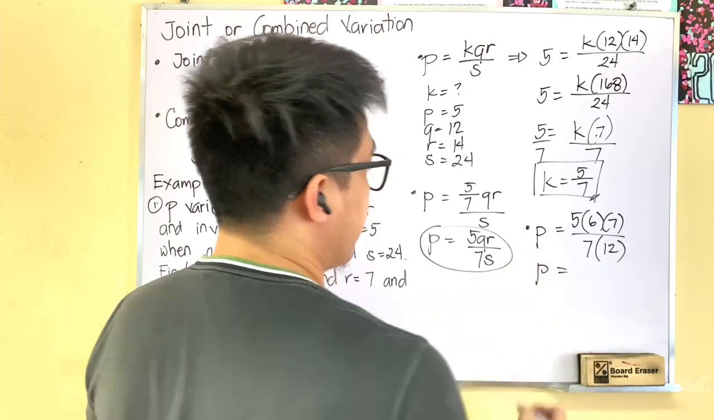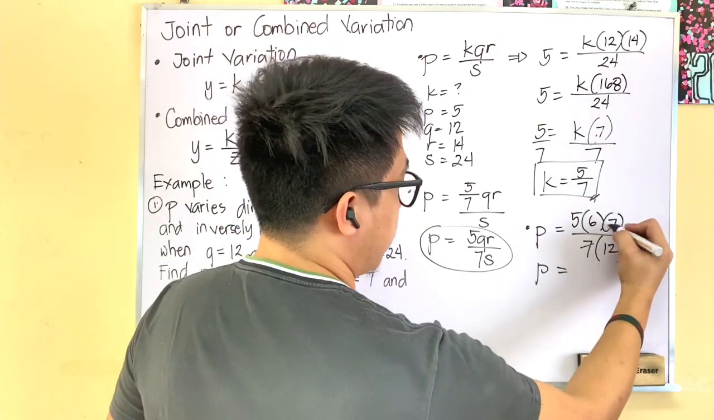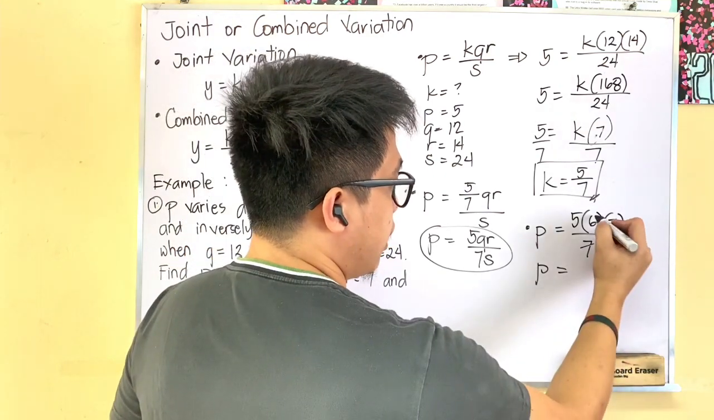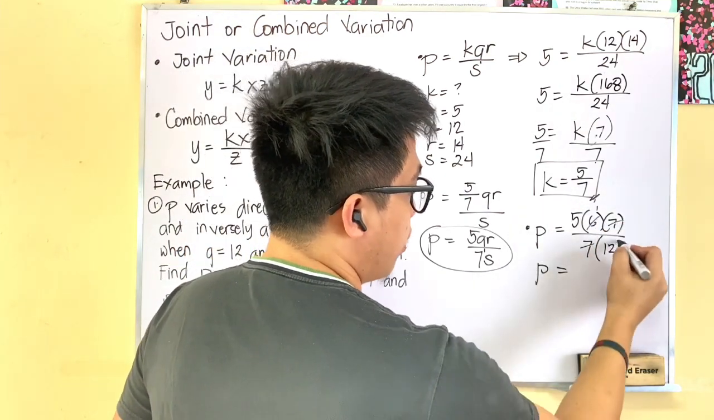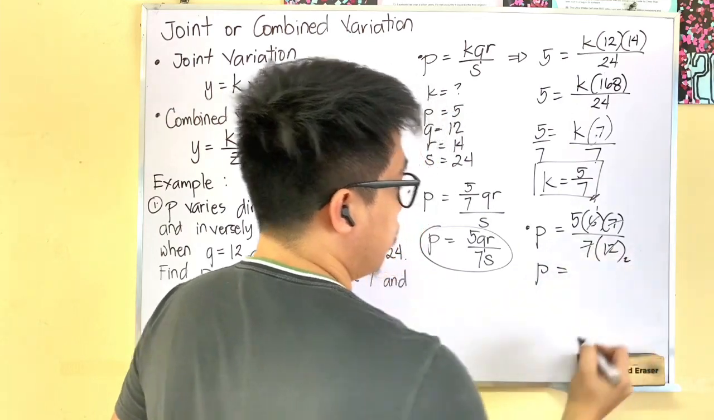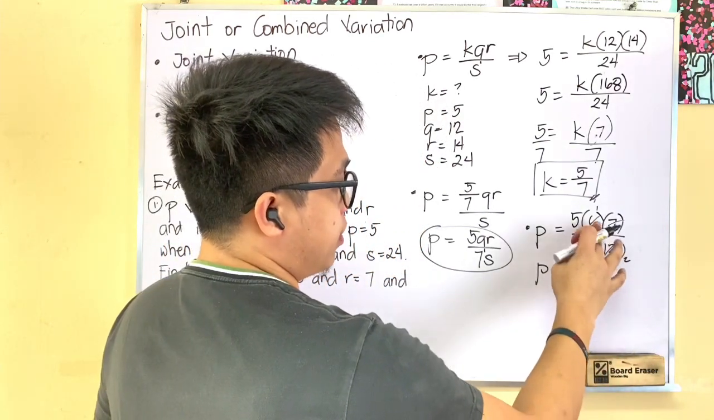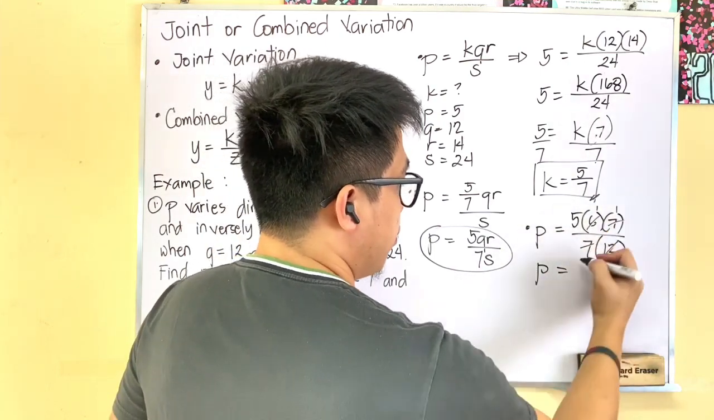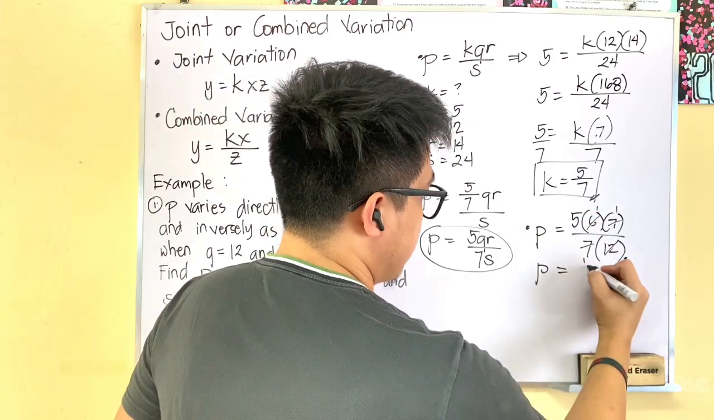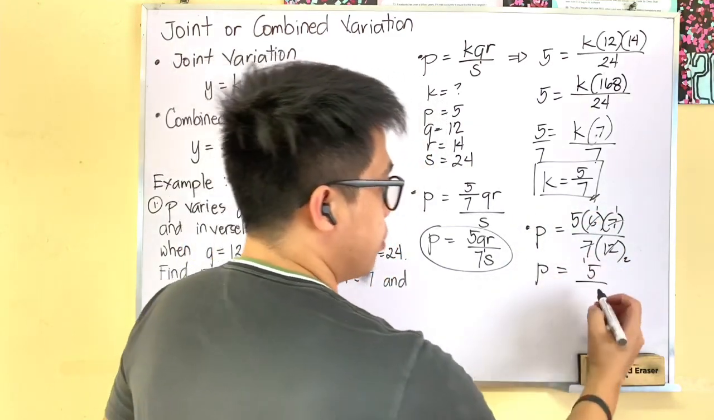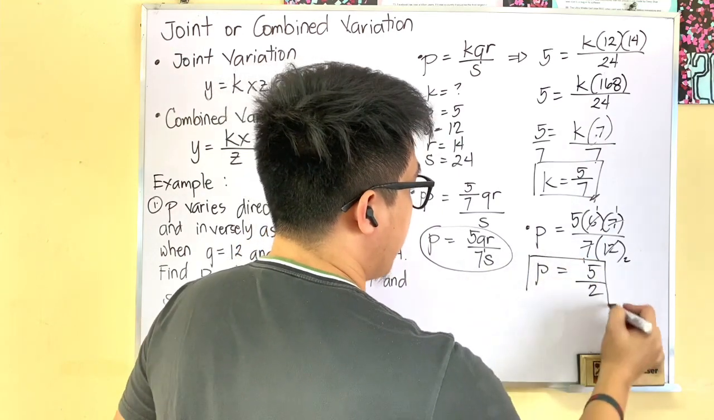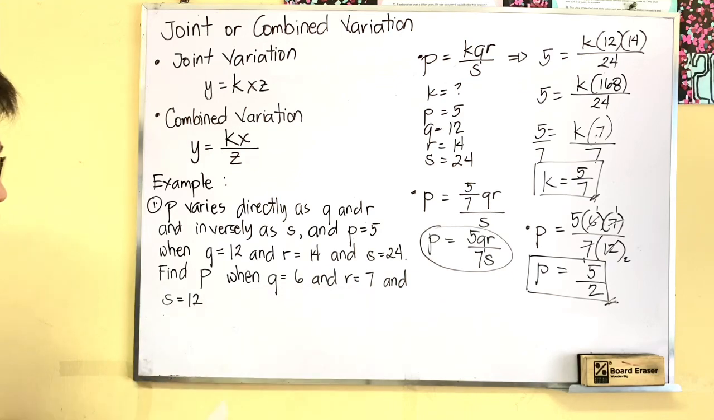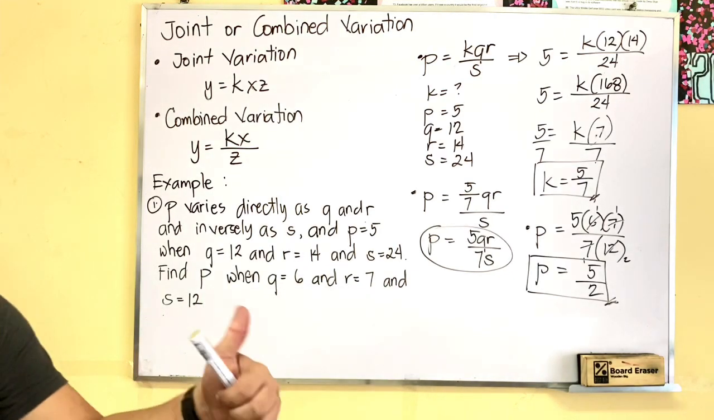So, simplify lang natin. As you can see here, magiging 1 na lang kasi 7 divided by 7 is 1. Then, ito, 6, magiging 1. Itong 12, magiging 2. So, 6 divided by 6 is 1, and 12 divided by 6 is 2. Therefore, ang matitira, 5 times 1 times 1 is 5, all over 1 times 2 is 2. Therefore, P will be 5 over 2 when Q is 6, R is 7, and S is 12. Naintindihan? Very good.